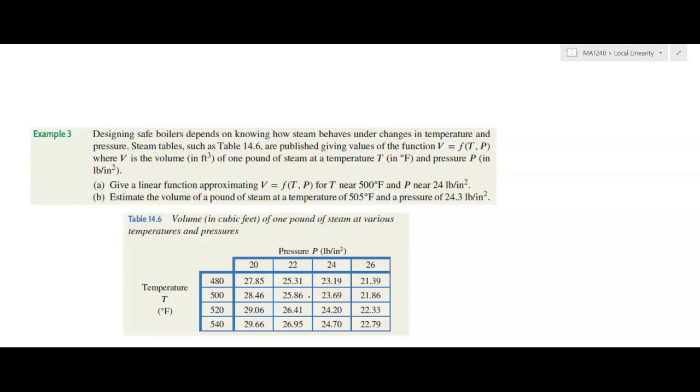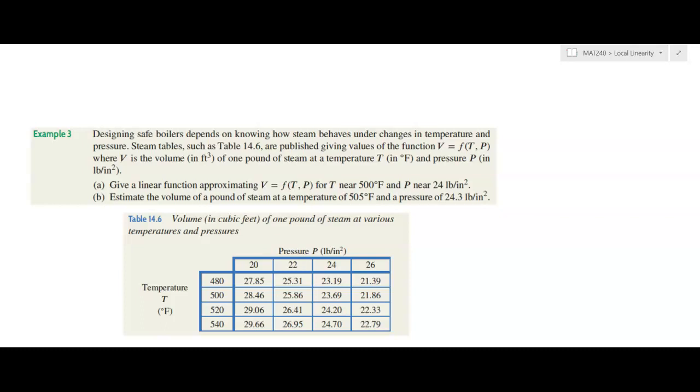Now, if you keep the temperature fixed and look at changes in pressure, we can see that there's actually a drop in volume as you increase the pressure. I'm not a chemist by any means, but I imagine that's because with more pressure, that same amount of steam doesn't take up as much space. And so here we can also see the same thing: as pressure increases for a fixed temperature of 500 degrees, the volume of that 1 pound of steam drops off.